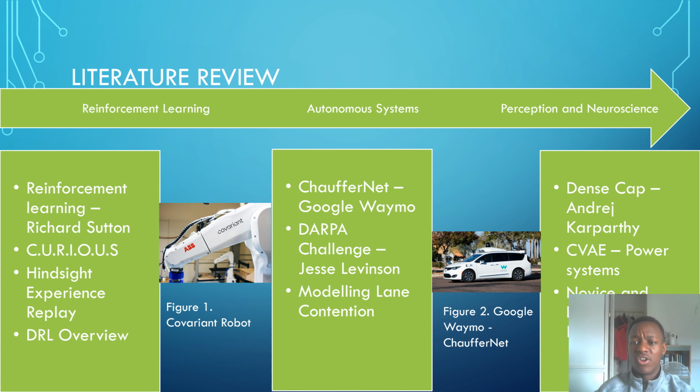Alongside that, I looked up Andrej Karpathy, the current director of AI at Tesla, and his seminal paper DenseCap, where he combined the idea of language and vision in order to have architectures that could identify and label images a lot more efficiently, as well as convolutional variational autoencoders and their use in power systems to identify partial discharge. And that suits my background in mechatronics engineering.